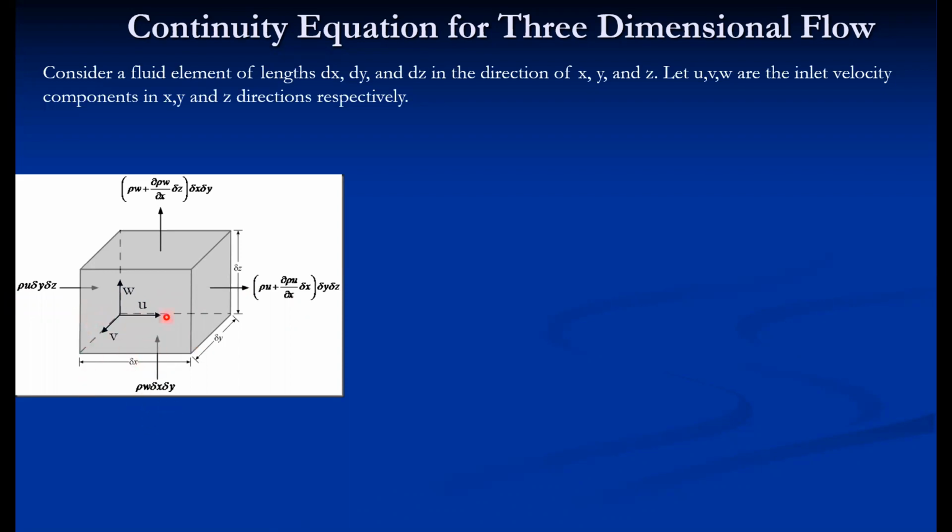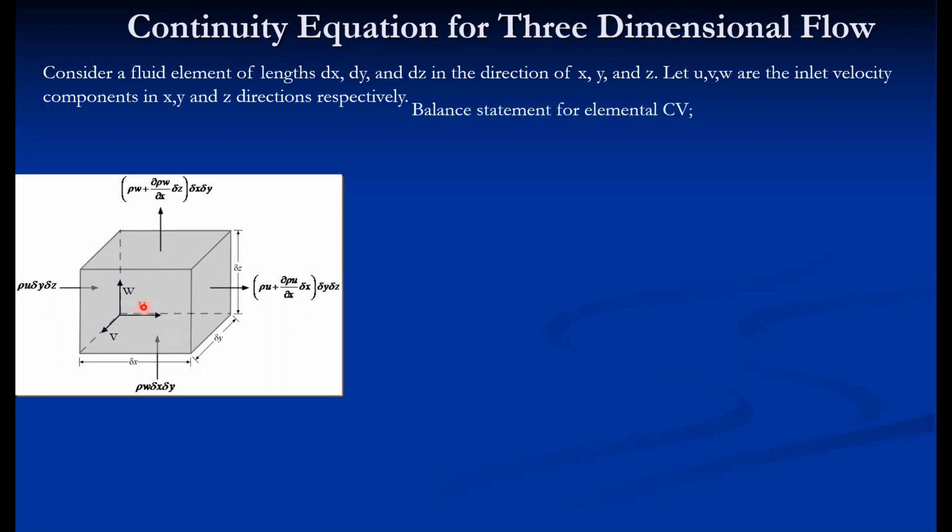So this is the x direction, where the component of velocity is u. This is the positive y direction, where the component of velocity is v. This is the positive z direction, where the component of velocity, that is the inlet velocity, we can say, is w.